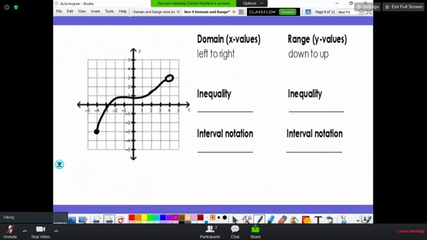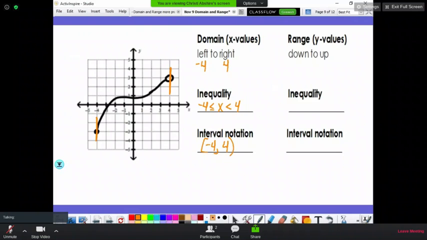Here's another one. Remember, domain is left to right. So the furthest that this picture goes to the left is -4. And the furthest that it goes to the right is +4. So I'm going to put X in between, and they should both be facing the same direction. On -4, I'm going to include an equal sign because it has a colored in dot. And on +4, I will not include the equal sign because of the open dot. To put that in interval notation, there would be a bracket on -4, but a parentheses on +4.